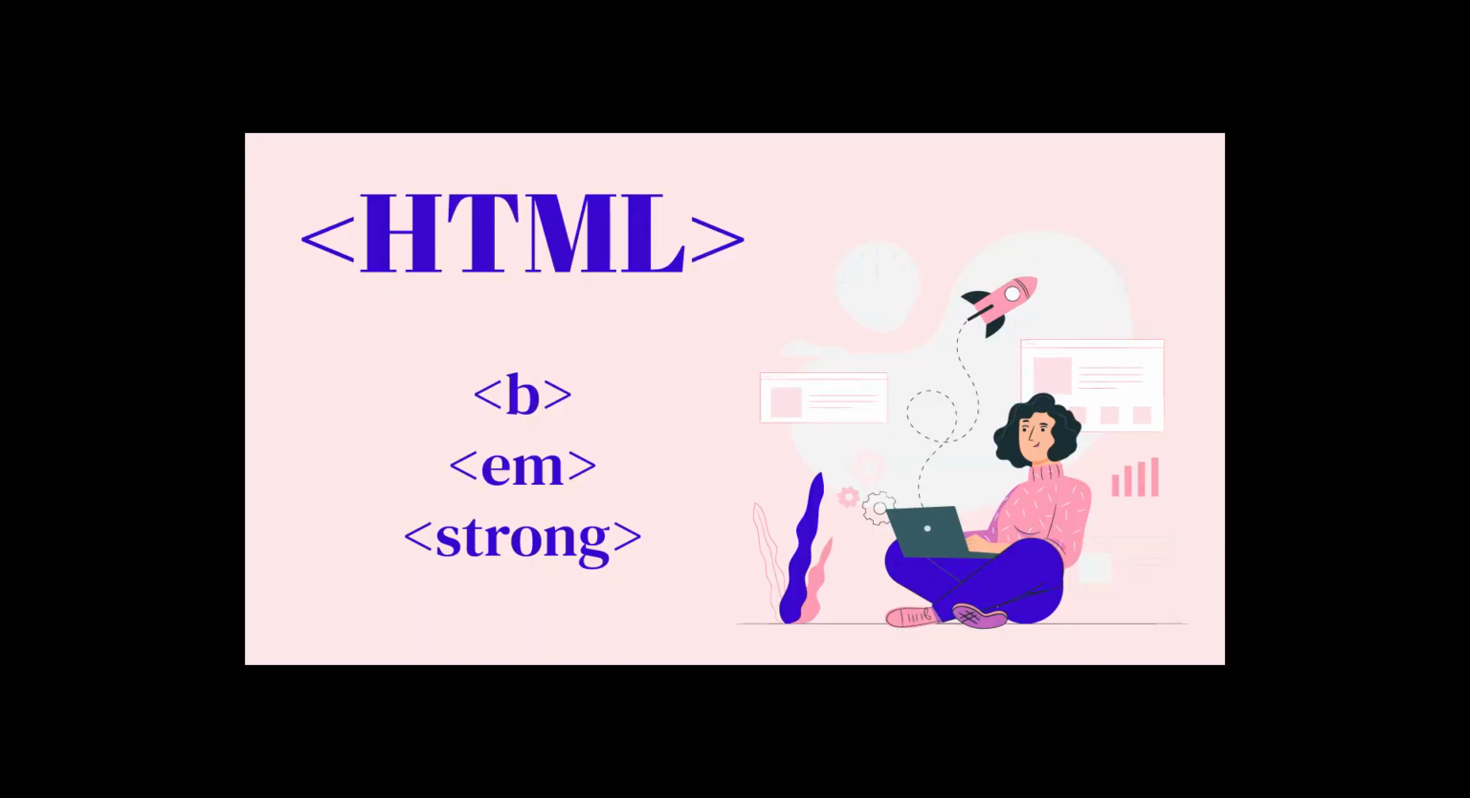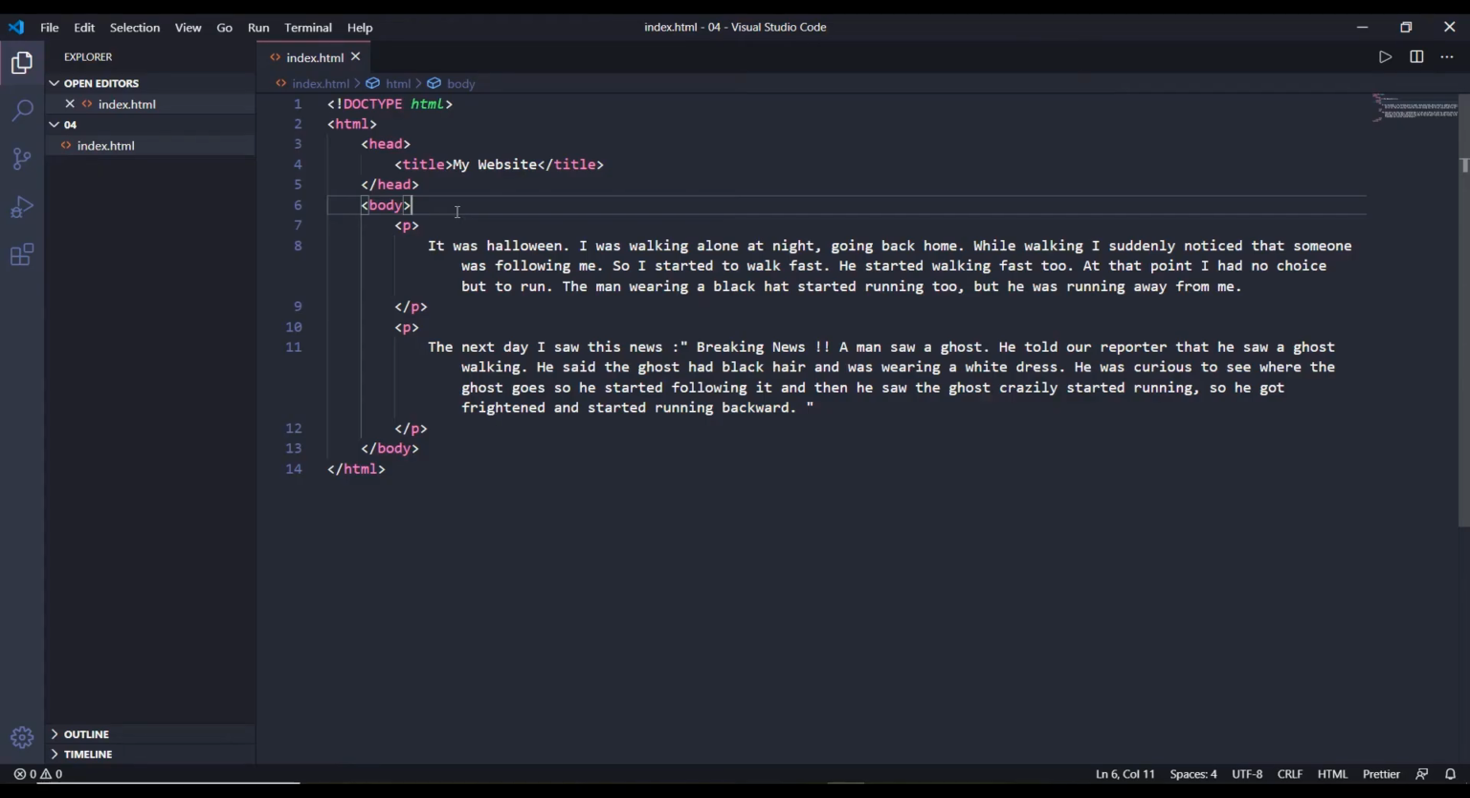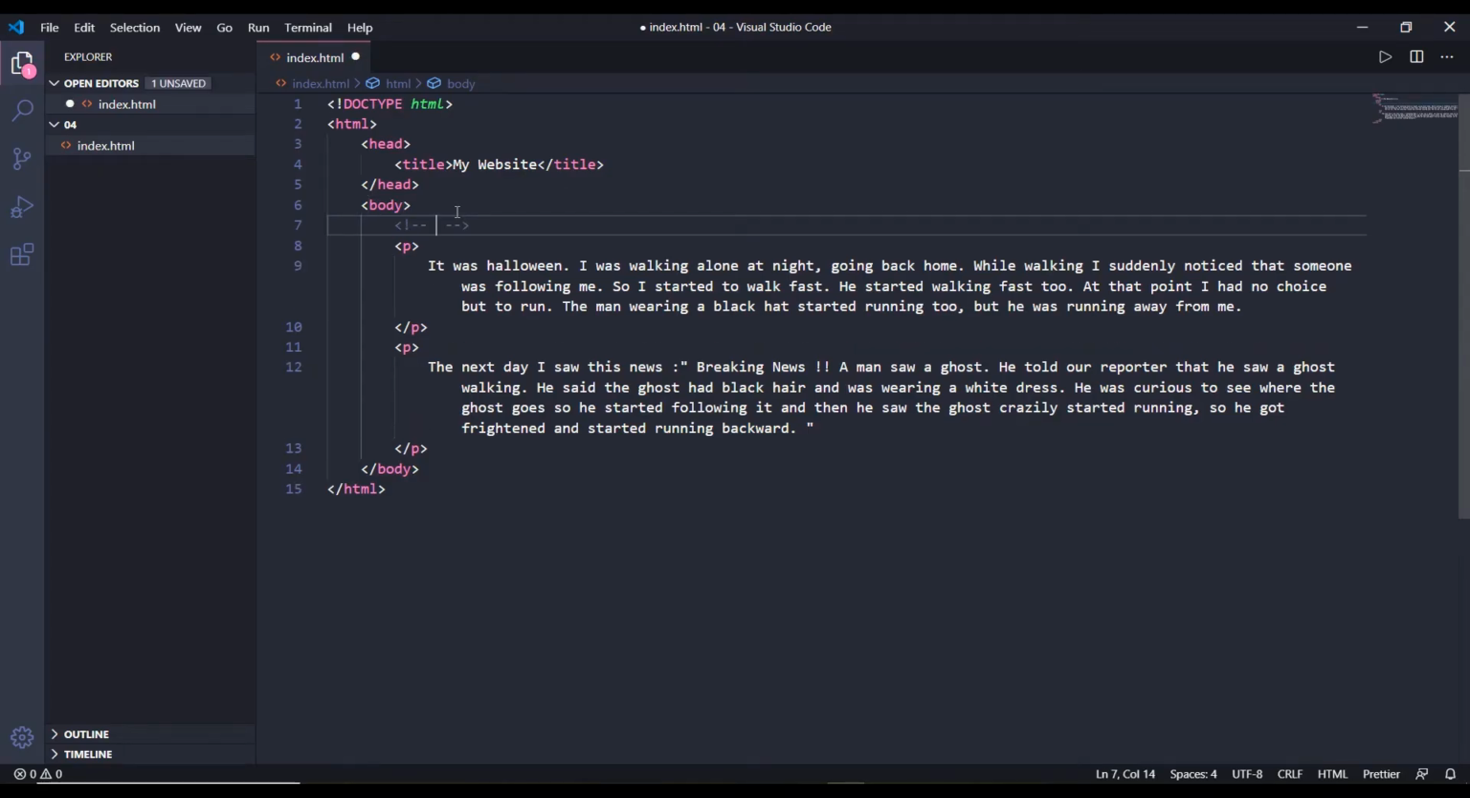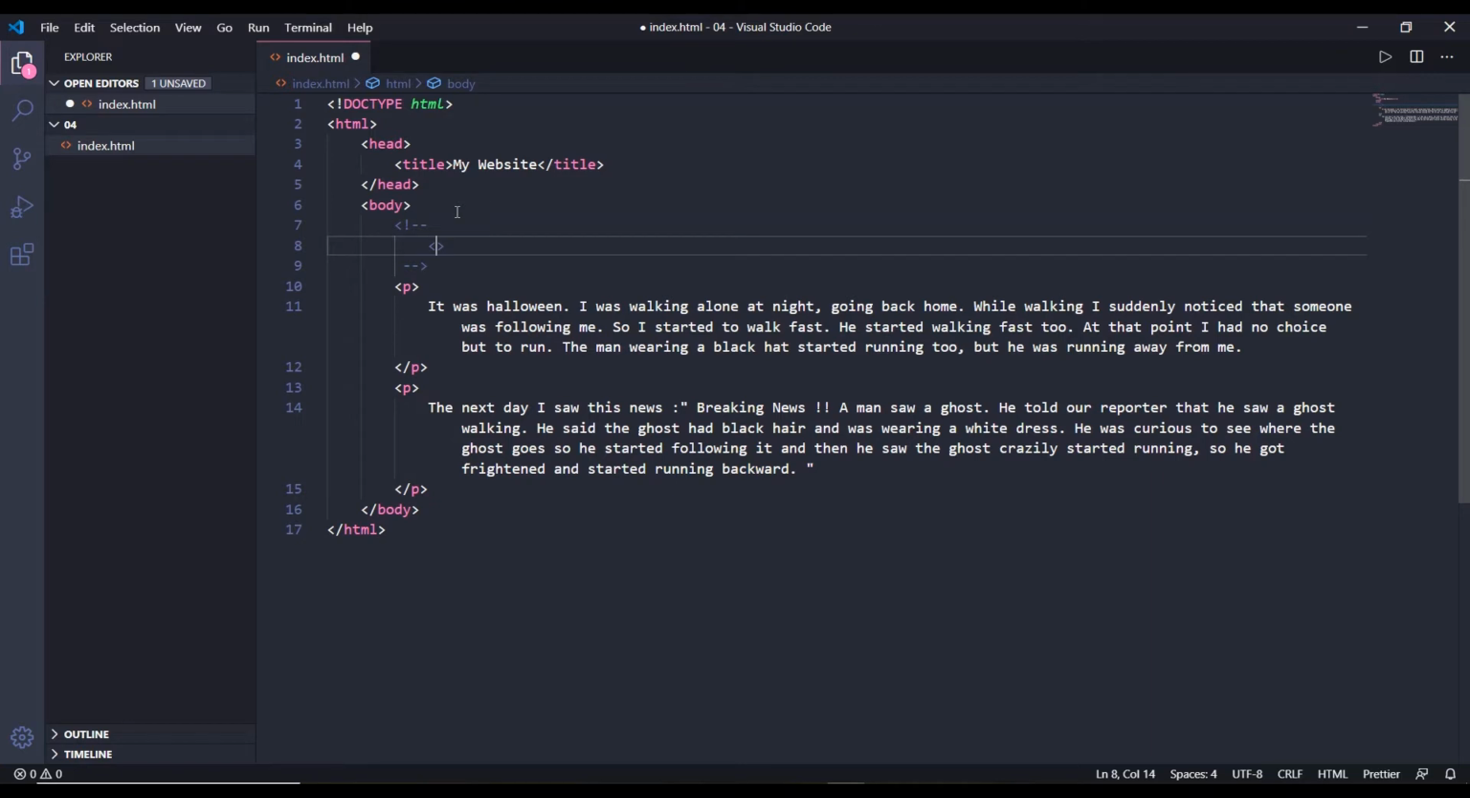So today we're going to know what is the bold tag, what is the strong tag, and what is the emphasize tag, what they are used for, and what is their difference. Let me show you what these tags look like. This is a bold tag.